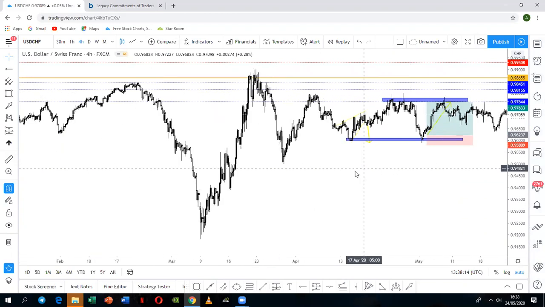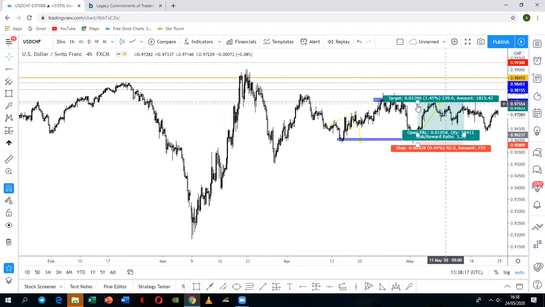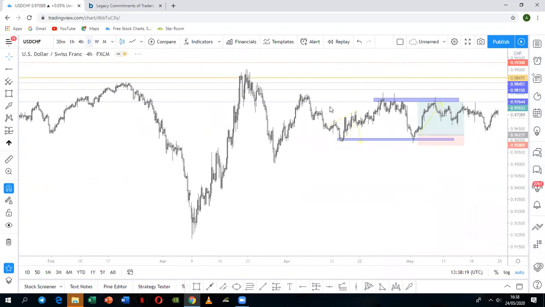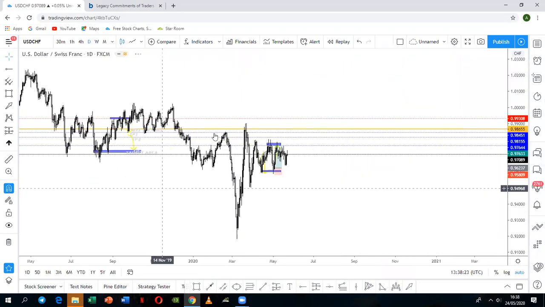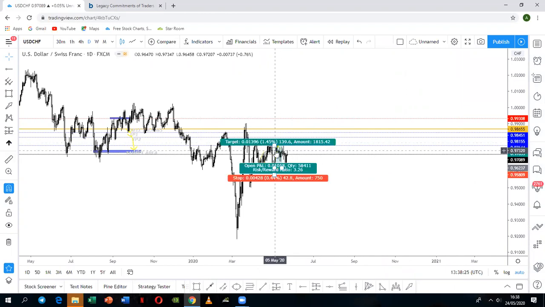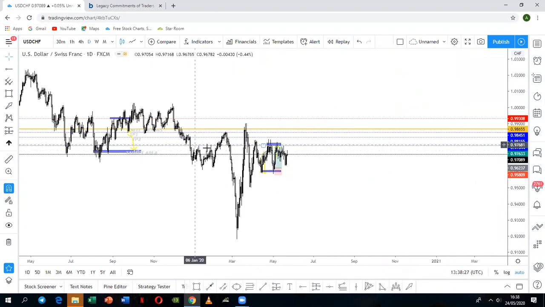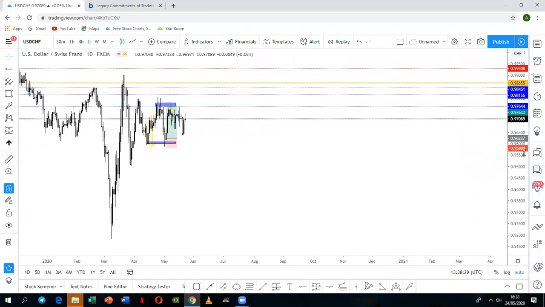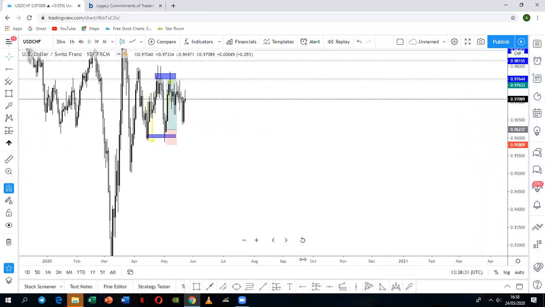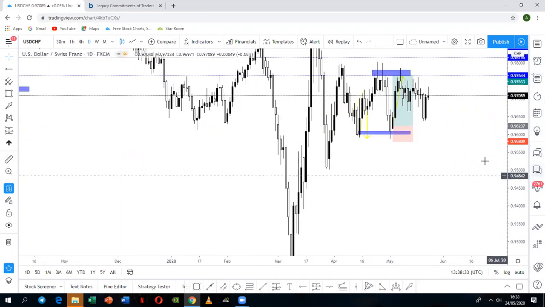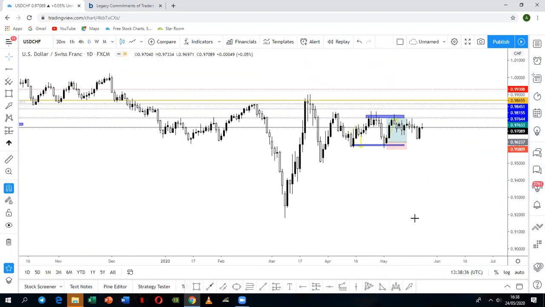I had some analysis on this pair already, but this was from last week. So let's stop here. This is on the daily. Let me zoom in. So guys, remember what I told you?